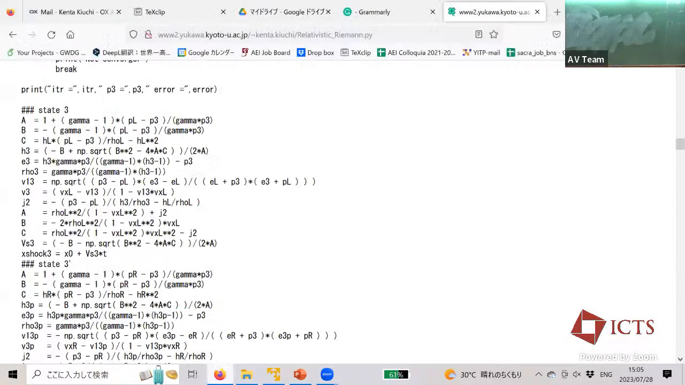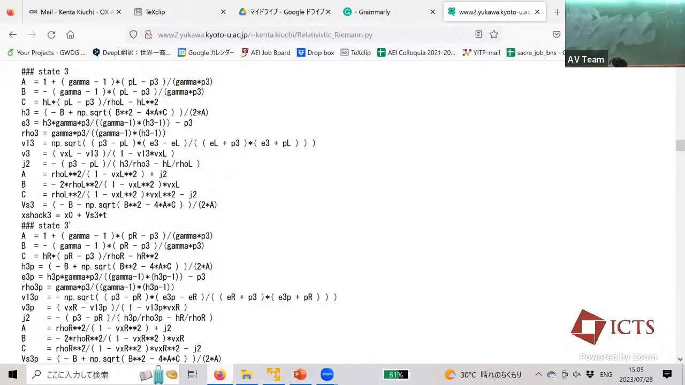So by using the J2, and where is the J2? I don't know. But anyway, by using this equation, you can evaluate the shock speed. And the shock position is the initial position plus the shock velocity times t.